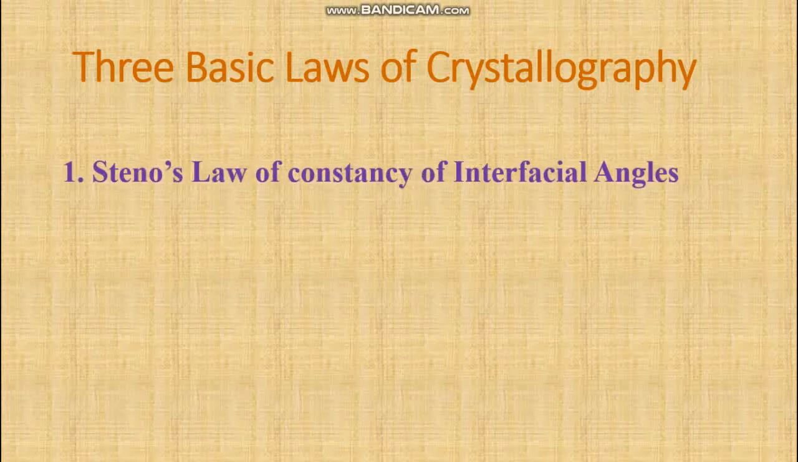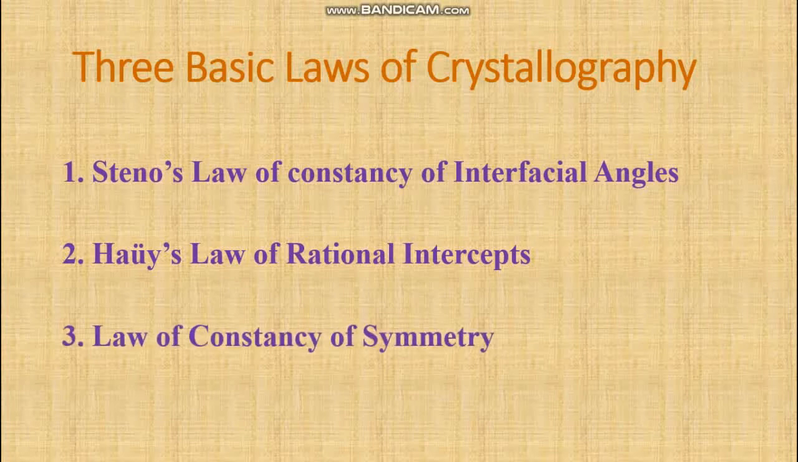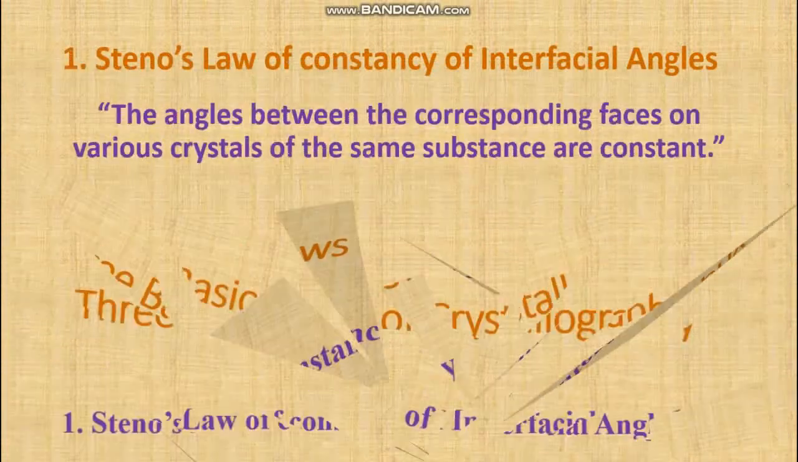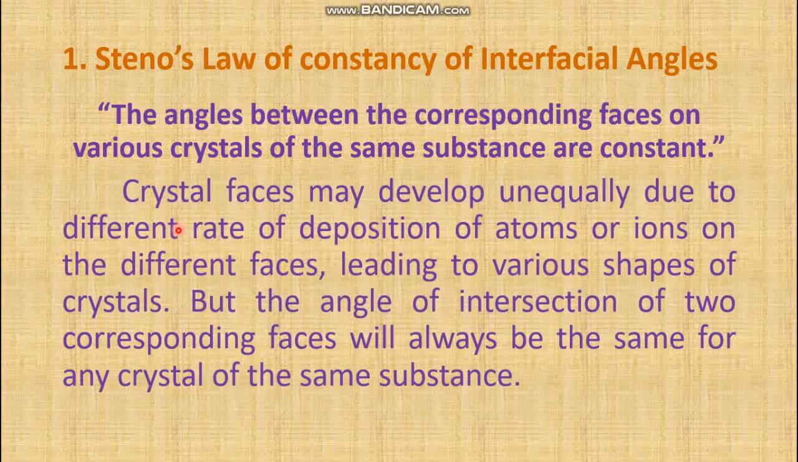There are three basic laws of crystallography. Firstly, Steno's law of constancy of interfacial angles. The second one is Haüy's law of rational intercepts, and finally the third one is the law of constancy of symmetry. So let's begin with Steno's law of constancy of interfacial angles. What does it say? This says that the angles between the corresponding faces on various crystals of the same substance are constant. What does it mean?